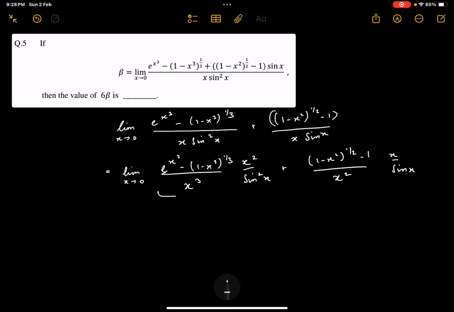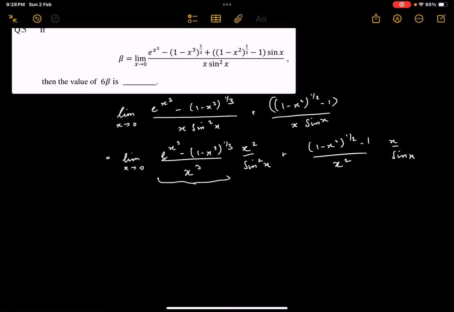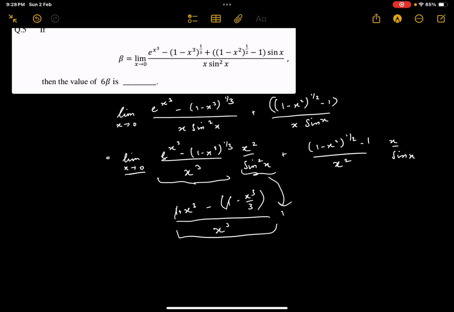So let's see this term first. We'll simply write e to the power x cube as 1 plus x cube because x tends to 0. So we get 1 plus x cube minus 1 minus x cube to the power 1 by 3 would be written as 1 minus x cube by 3. The higher power terms we are ignoring for now in the hope that this limit will exist. Times this thing will become 1. So 1 gets cancelled and this becomes 4 by 3. So the limit exists and is 4 by 3.